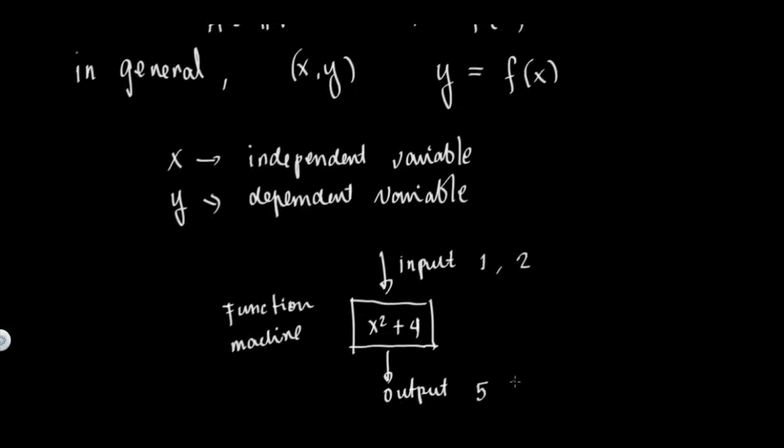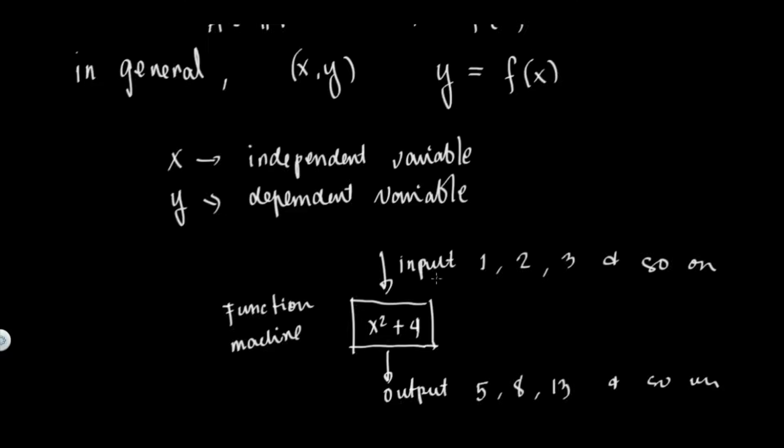4 plus 4 is 8. Another one, let's say 3. 3 squared plus 4, that is 9 plus 4, which is 13. Tama ba? 3 squared plus 4, 9 plus 4 is 13. Okay, and so on. Lagyan natin. And so on.